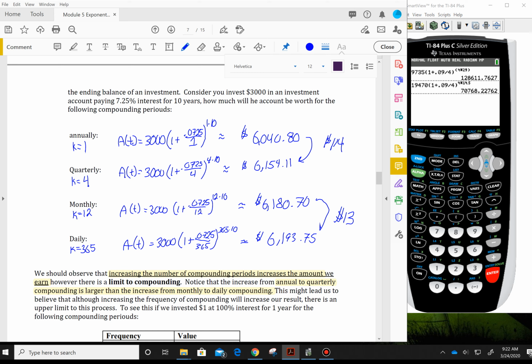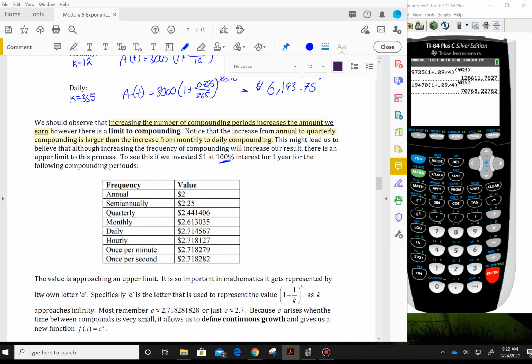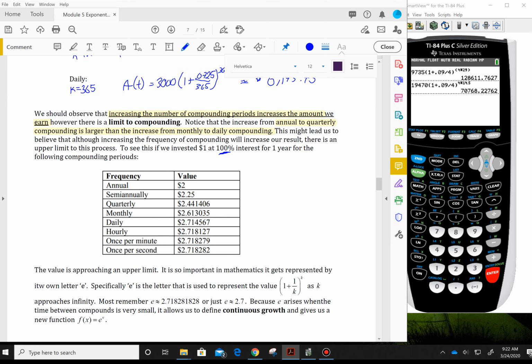To see this, imagine we invested $1 at 100% interest. Wouldn't that be nice? For 1 year for the following compounding periods. Notice that the value of $1, if you compounded interest annually, 1 time per year, after 1 year you'd have $2. Semi-annually, twice a year, $2.25. Quarterly, monthly, daily, hourly, once per minute, once per second.